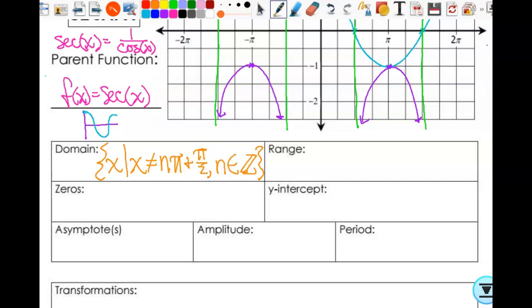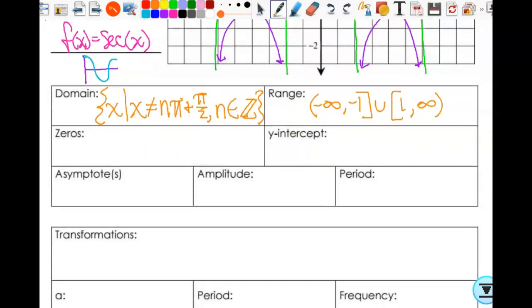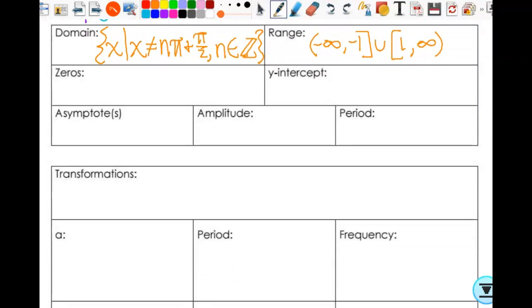Is the range going to be the same as it was for cosecant? Yes, it is. So I start from negative infinity, and I go to negative 1. Then I start back over at 1, and I go to infinity. What about zeros? None. Do I have a y-intercept? Yes. It's at 0, 1.